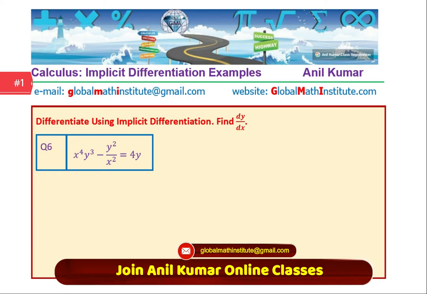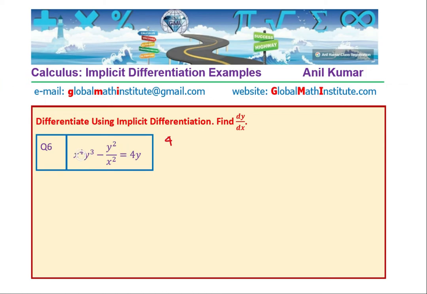So if you do that, what do we get? I'm trying to save some space here because it's going to be lengthy. So we are differentiating with respect to x. You get 4x cubed, applying the product rule, times y cubed plus x to the power of 4 times the derivative of y cubed, which is 3 times y squared dy/dx, correct?